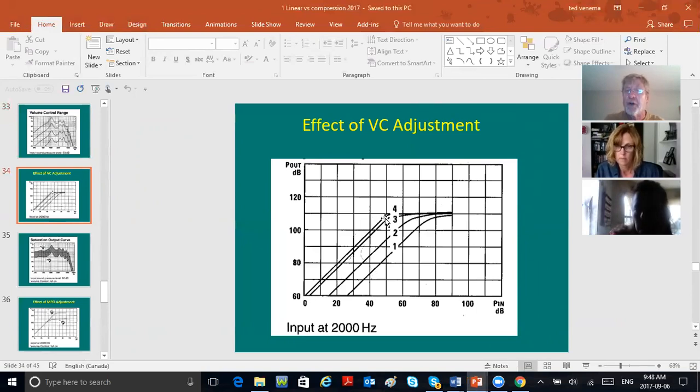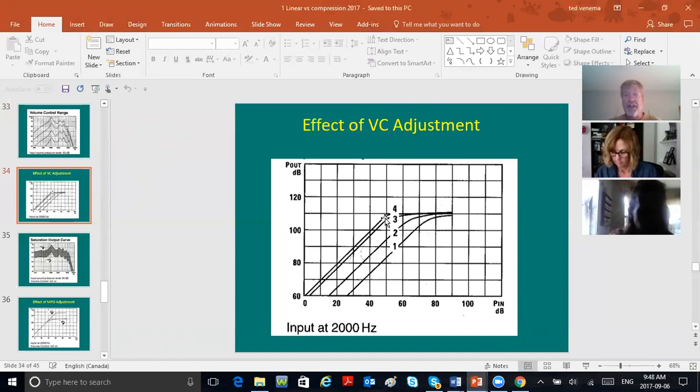Until you hit the curve. And that curve is called the knee point. Just like a knee. It's a bend in the function. So input-output functions always have a knee point. And the knee point shows you when the gain changed, when the maximum output was limited.